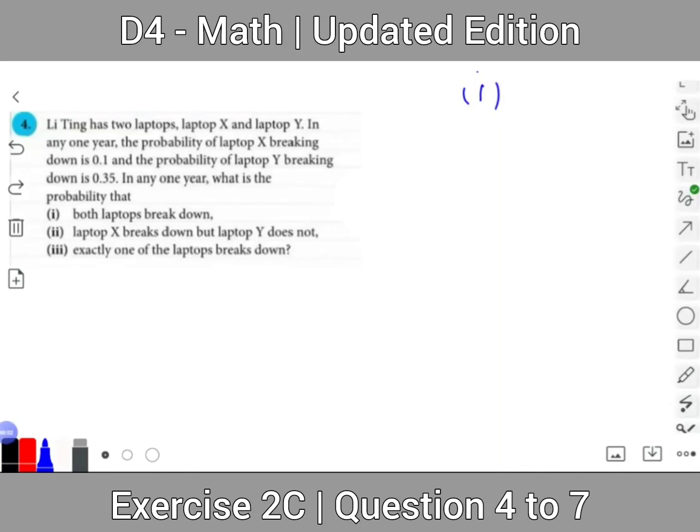Now in question 4, Li Ting has two laptops, laptop X and laptop Y. In any one year, the probability of laptop X breaking down is 0.1 and the probability of laptop Y breaking down is 0.35. In any one year, what is the probability that, in part 1, both laptops break down?